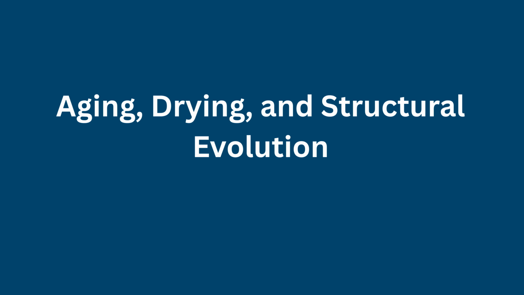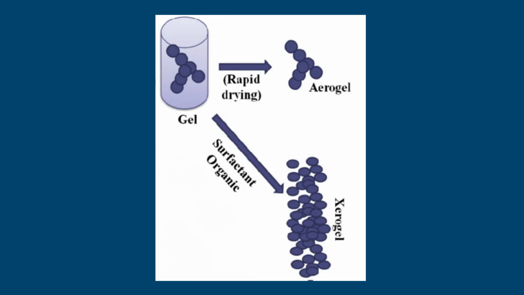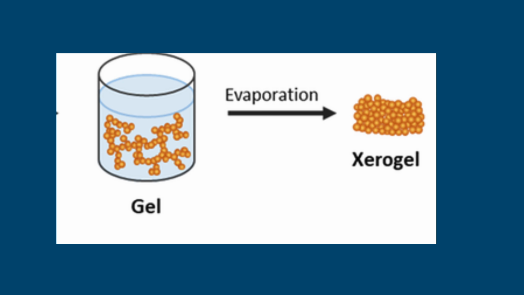Aging, drying, and structural evolution. Post-gelation aging allows further condensation and structural rearrangement, improving network stability and reducing defects. Drying removes solvent to yield a xerogel, where capillary forces may induce shrinkage or cracking. Controlled drying techniques such as freeze-drying or supercritical drying help preserve porosity.